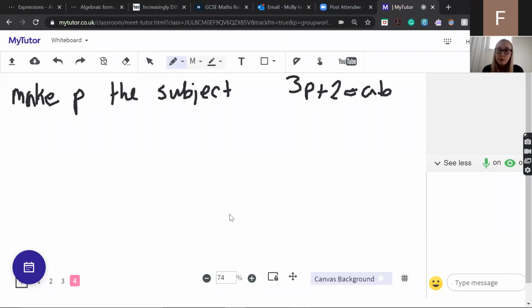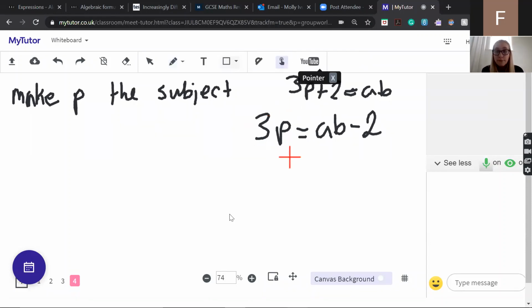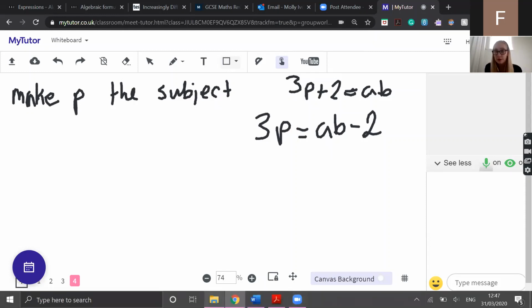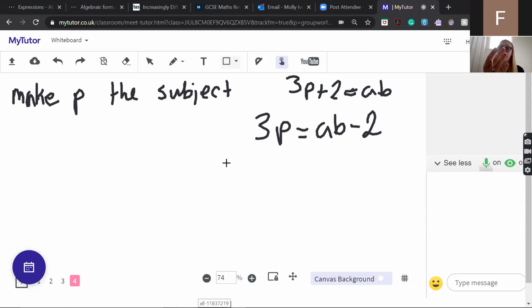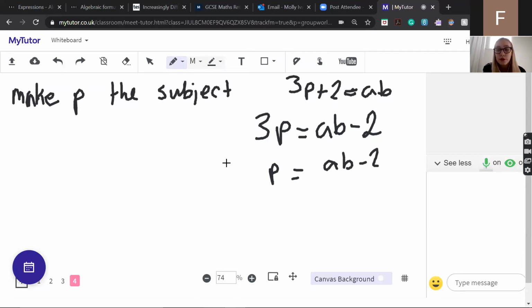First of all, we'll start by subtracting 2 from both sides. So we get 3P equals AB minus 2. And then we want to divide both sides by 3. When in doubt, think about what's currently being done to P and reverse it. P is currently being multiplied by 3. We don't want that. We want to get rid of the 3. So we're going to reverse it and divide by 3. So we have P equals AB minus 2 over 3. Hopefully that makes sense with that one.